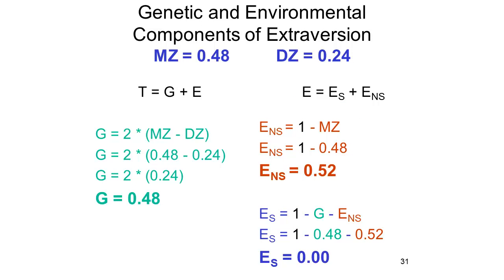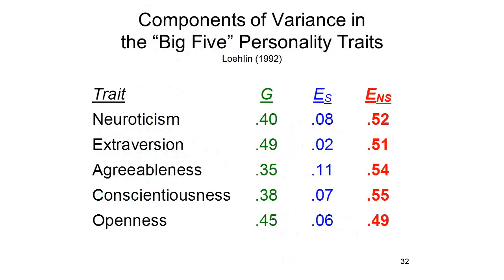Let's first look closely at just one Big Five trait, extroversion. We double the difference between MZ and DZ twins and get an estimate that 48% of the variance is attributable to genetic factors. One minus the MZ correlation gives an estimate of 52% of population variance attributable to the non-shared environment. And the remainder, well, there isn't any remainder. Apparently none of the variance in extroversion for this group was attributable to the shared environment. And that turns out to be pretty much the case for each of the Big Five personality traits.